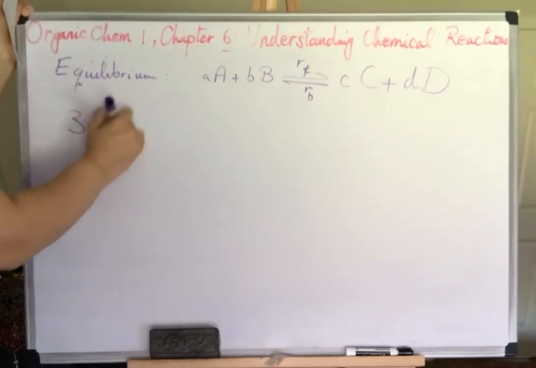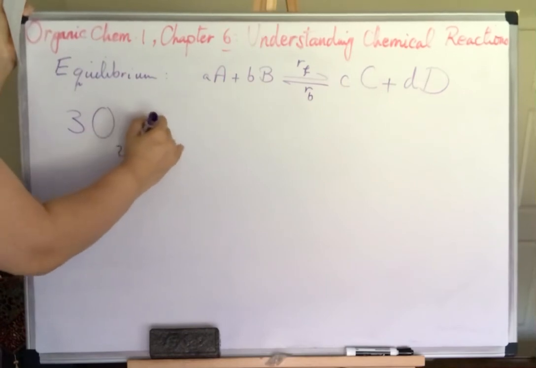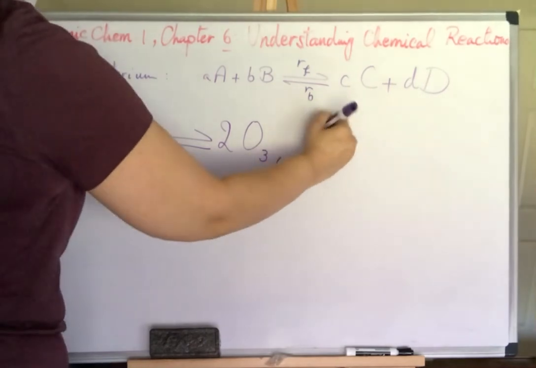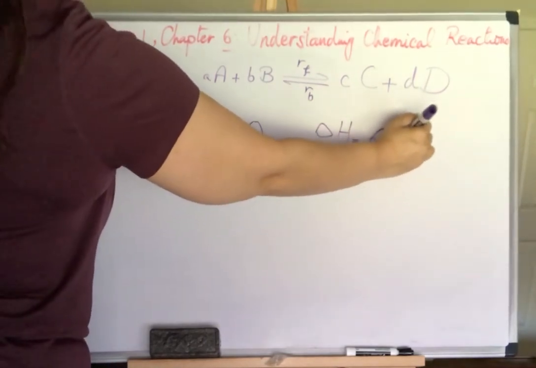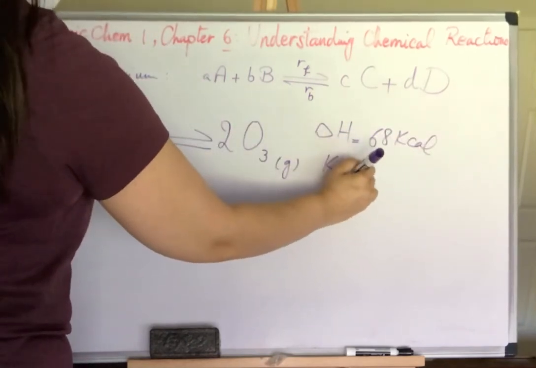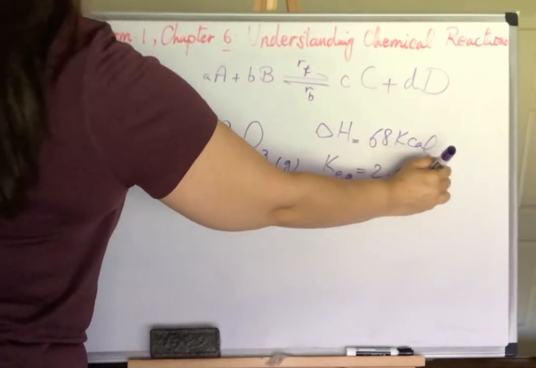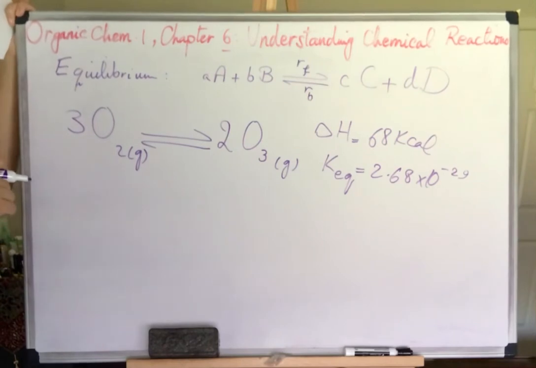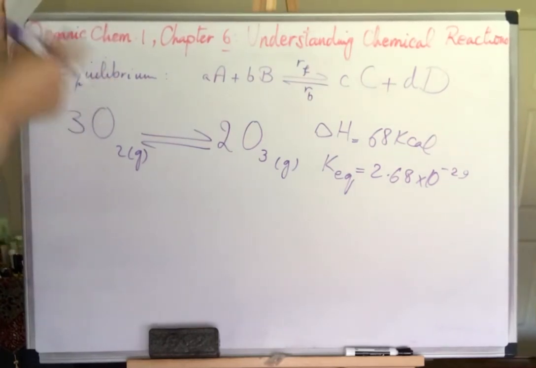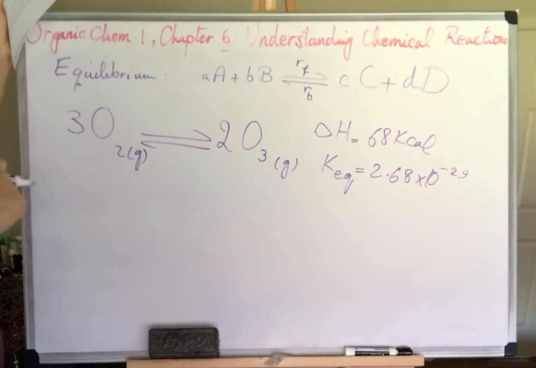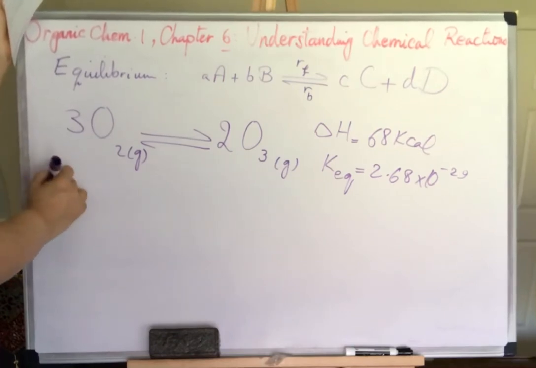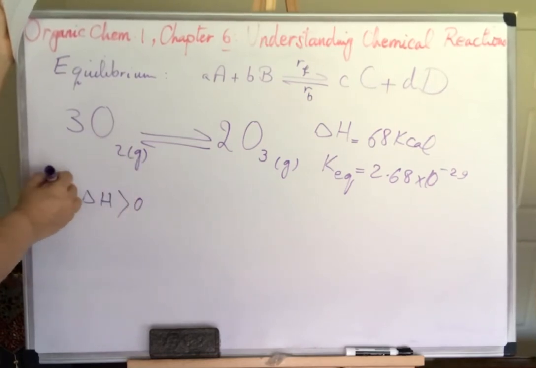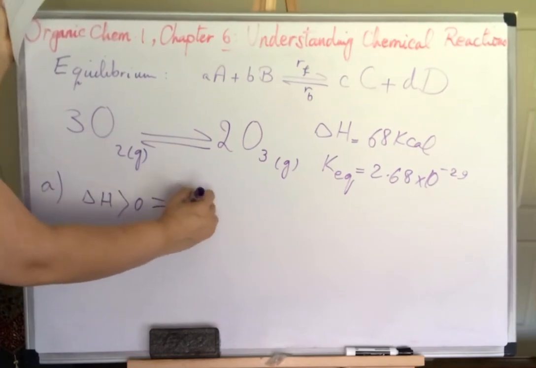For example, this is what happens when there's lightning in the sky. Delta H for such a reaction is 68 kilocalories. K equilibrium is 2.68 times 10 to negative 29. So oxygen changes to ozone. Let's answer these questions based on the given numbers. First, is the reaction exothermic or endothermic? Delta H is positive. Endo and exo, they are related to delta H. Delta H is positive, so this is endothermic.